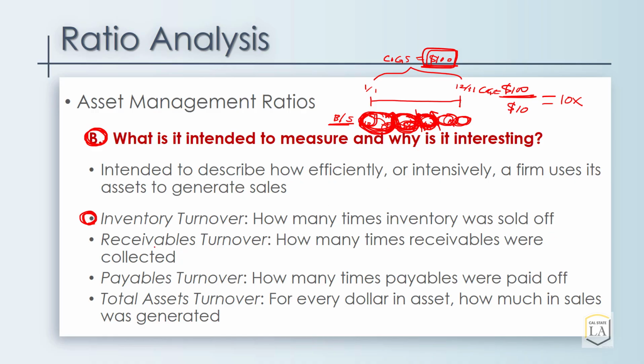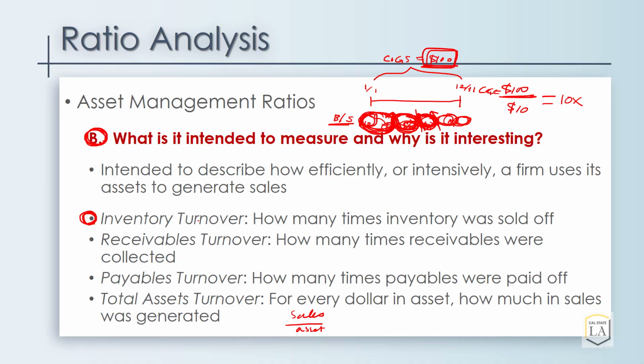Similar logic would apply to receivables turnover and also payables turnover. Total asset turnover would be slightly different in that it's just a comparison between sales and assets. So per dollar of asset, how much sales you generated. Okay, that's total assets turnover.